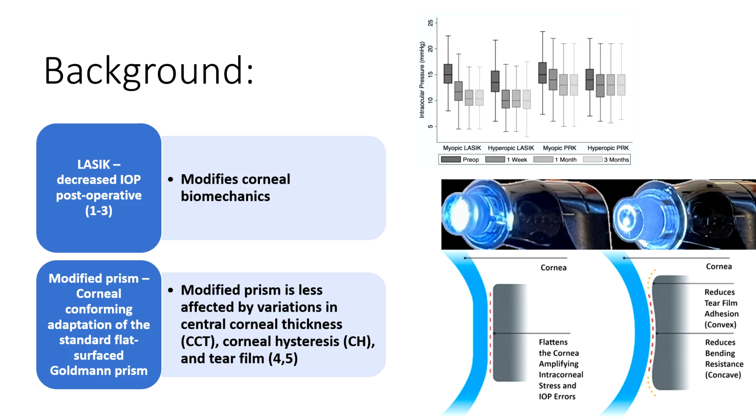Numerous studies have shown that LASIK leads to a significant reduction in postoperative Goldmann applanation tonometry. LASIK is known to modify the biomechanical properties of the cornea. A correcting applanation tonometry surface, the modified prism, is an adaptation of the standard flat-surfaced Goldmann applanation tonometry prism, designed to reduce the IOP measurement inaccuracies associated with the standard prism. Clinical studies have shown that the modified prism is less affected by variations in central corneal thickness, corneal hysteresis, and tear film.